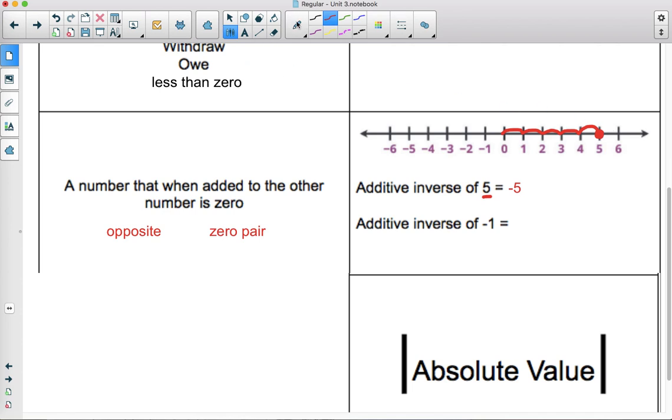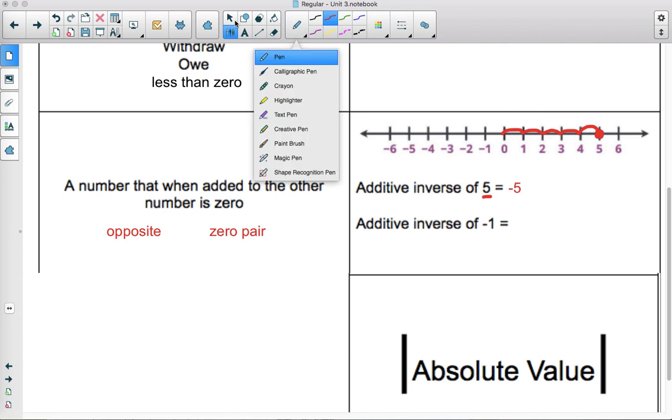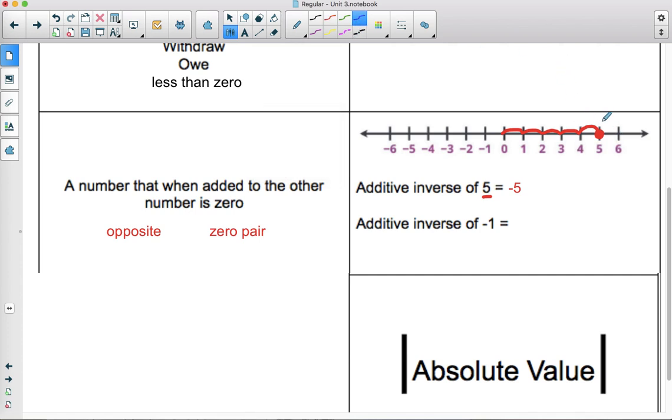I need to know, how am I going to get to 0? Okay, well, I'm at 5. So if I'm going to get to 0, I'm starting here at 5. I'm going to have to go backwards in the negative direction 1, 2, 3, 4, 5 times to get me back to 0. Okay, so that means that when I add 5 plus negative 5, it's going to get me to 0. And this is how we would show this on a number line.